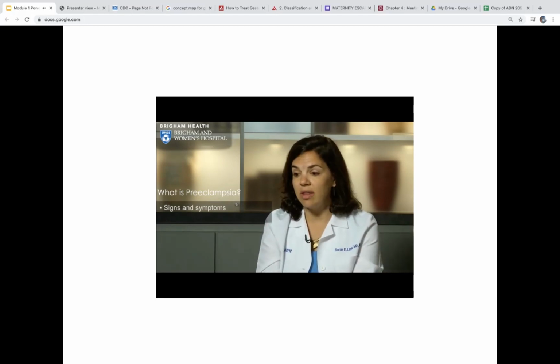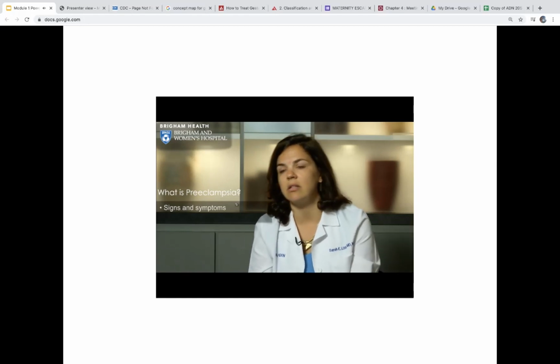In addition, you can look at the baby or the fetus as well to look for signs of preeclampsia. So look at the growth or the size of the baby, as well as the blood flow in the umbilical cord that connects the baby to the placenta. And that can also be markers of preeclampsia. So preeclampsia is one of the more common complications we see in pregnancy. It affects about 5% of women.